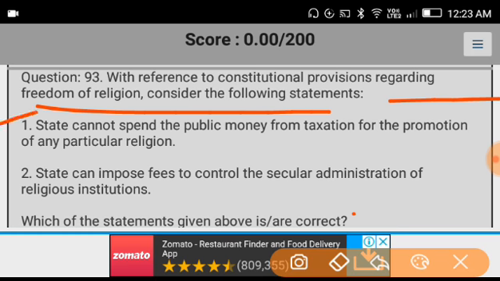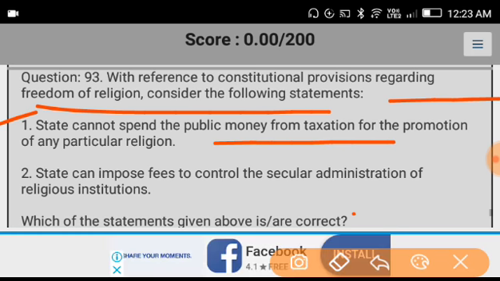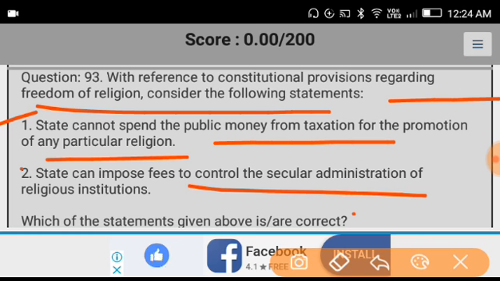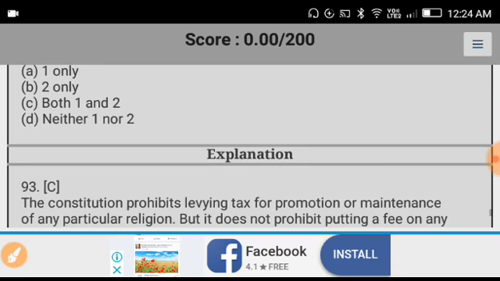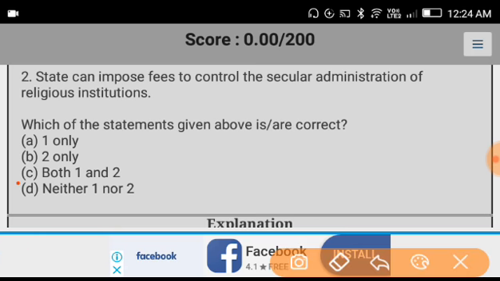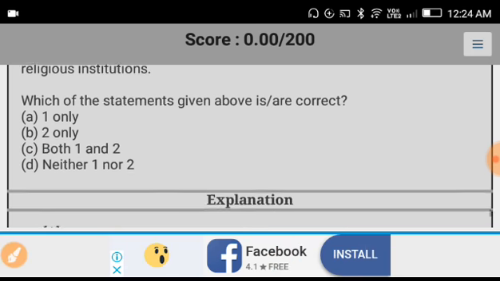The state cannot spend public money from taxation for the promotion of any particular religion. Yes, it is correct. And the state can impose fees to control the secular administration of religious institutions. Yes, it is correct. So both 1 and 2 are correct, and our answer is C.